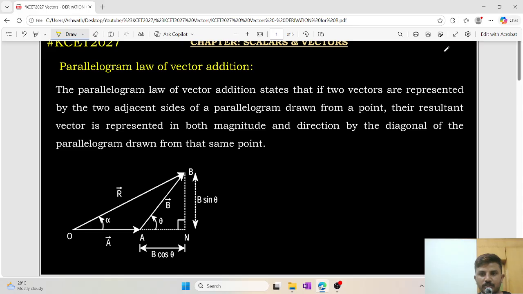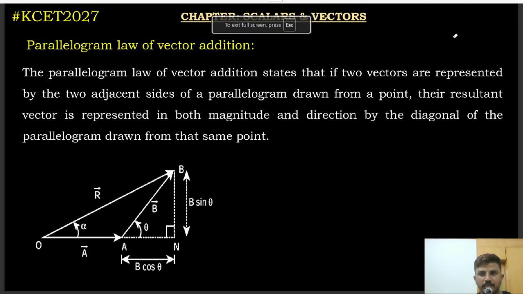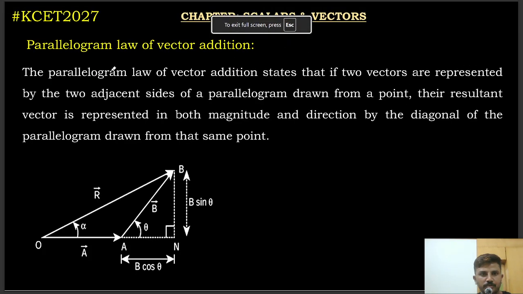So in this session, I'm going to give the detailed explanation for the concept that is parallelogram law of vector addition, and also I'm going to derive an expression for the resultant vector of two vectors A and B that we have considered here, and I will give you the formula for the angle made by the resultant vector with any one of the vectors that is considered here.